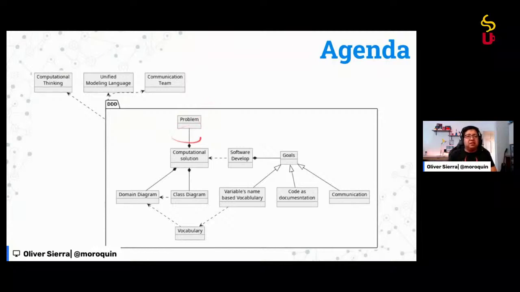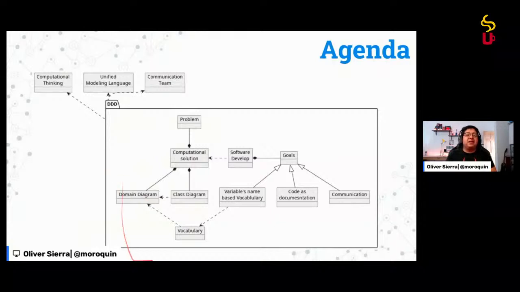In order to do that, the computational solution that we can make for the problem is an important part of this. Then we have the domain diagram that can help us to represent the whole problem in a good way. And to create our class diagram, we are going to use the domain diagram of the problem.